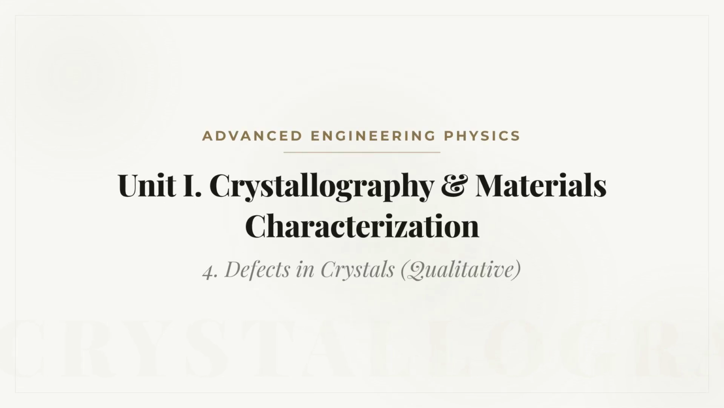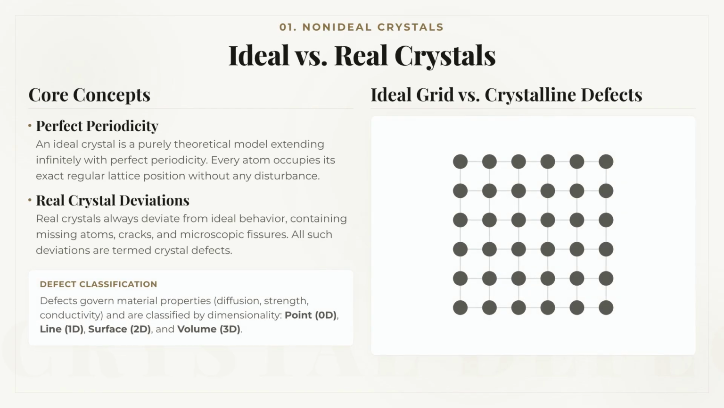Advanced Engineering Physics. Unit 1. Crystallography and Materials Characterization. Defects in crystals. In our previous discussions, we studied crystal structures assuming that atoms are arranged perfectly in a regular and periodic manner. Such an arrangement is called an ideal crystal.